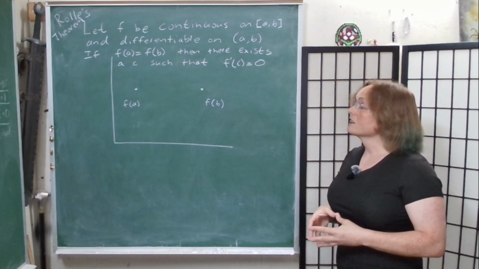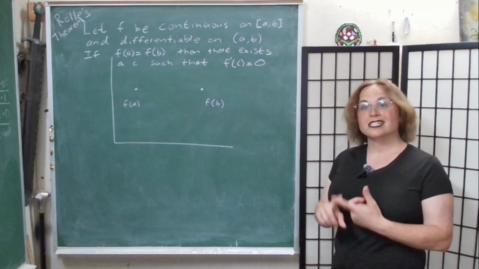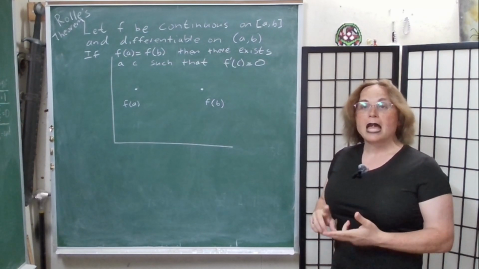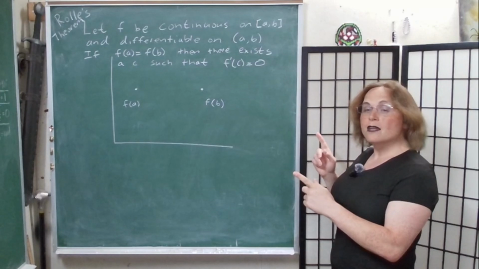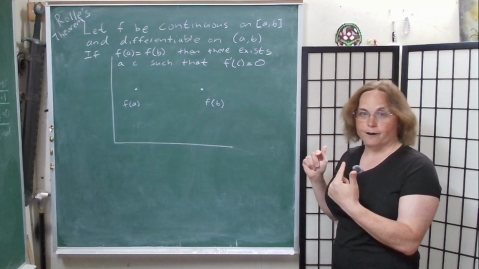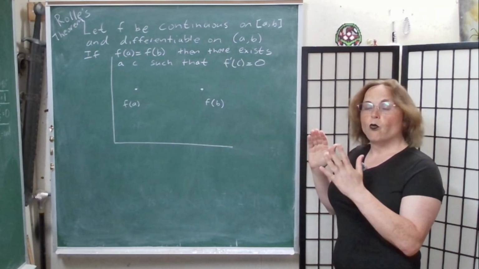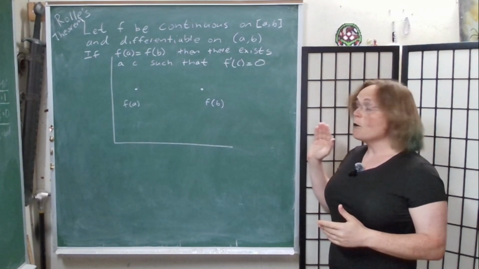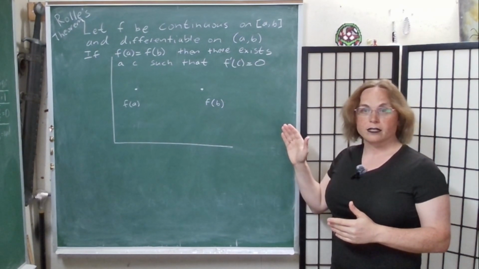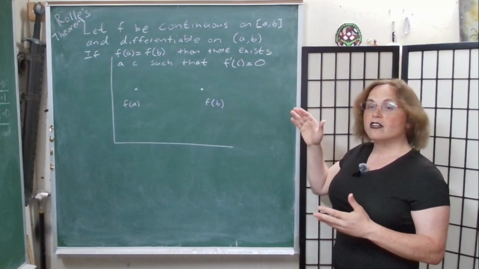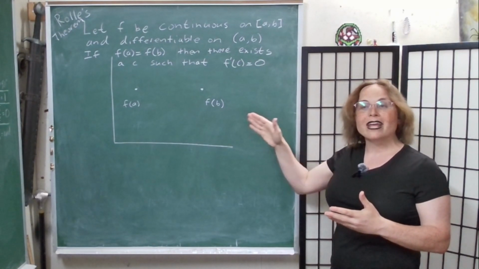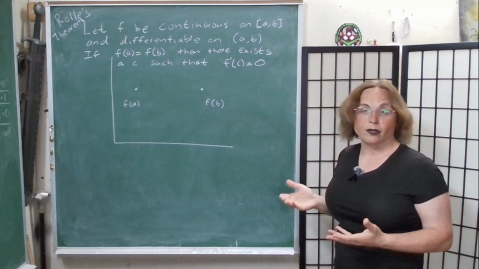What this says is that if we have some function that is continuous on a closed interval, differentiable on that same open interval, and with endpoints that are equal to each other, then what we know is that somewhere on that function there will be a critical value, meaning that the derivative at some point in that function will be equal to 0.